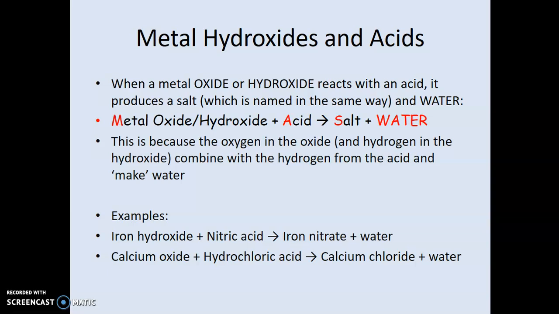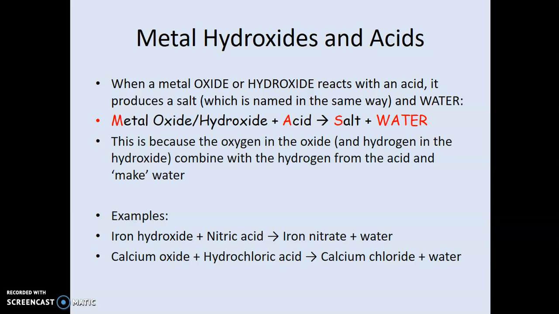So instead of hydrogen gas being produced on its own, it combines with the oxygen that was bonded to the metal, or the hydrogen and oxygen that was bonded to the metal, and that makes water. So you now get a metal oxide or hydroxide plus an acid producing salt plus water.